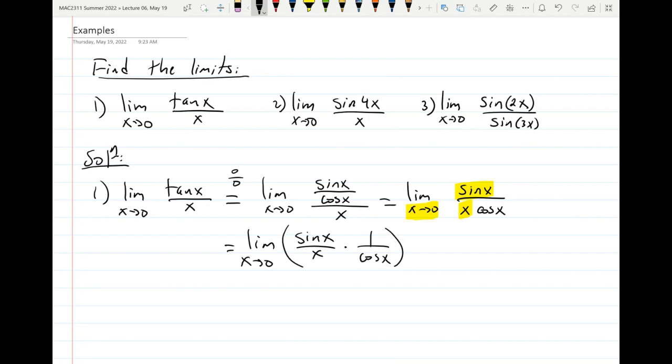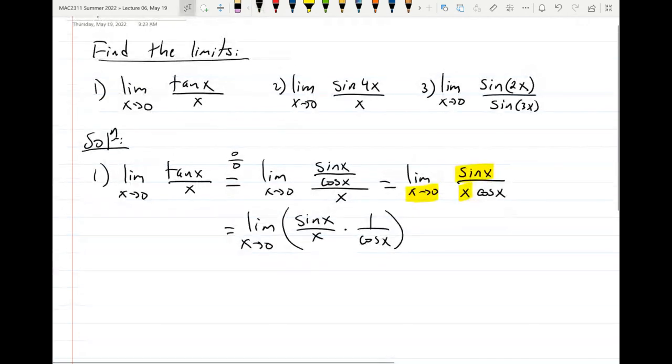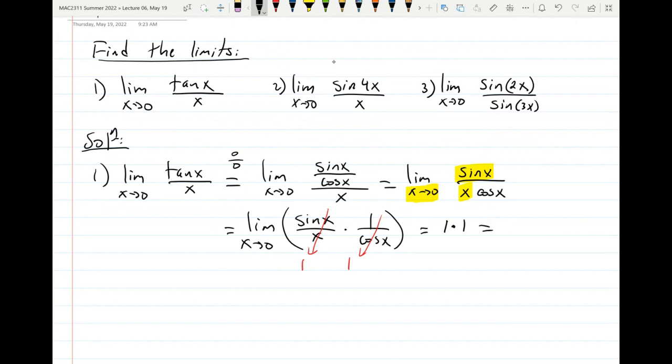And now we can use the property that the limit of the product is the product of the limits, provided they exist. Do they? Well, let's see. This one is equal to 1, special limit. And this one, 1 over cosine. So cosine of 0 is equal to 1, so this is also 1. So we can proceed. So 1 times 1, which is 1. Okay? So the limit of tangent of x over x, as x approaches 0, is also equal to 1.